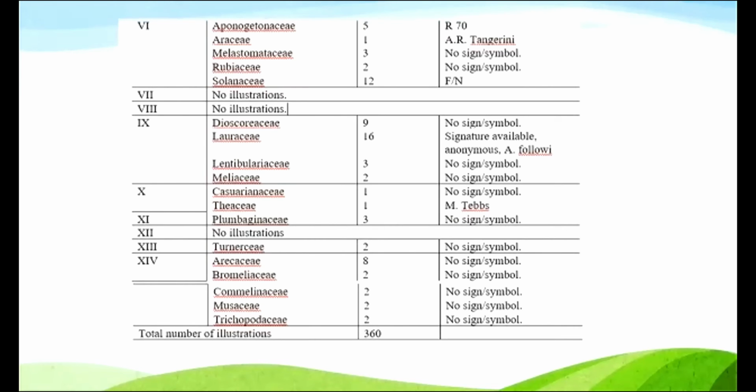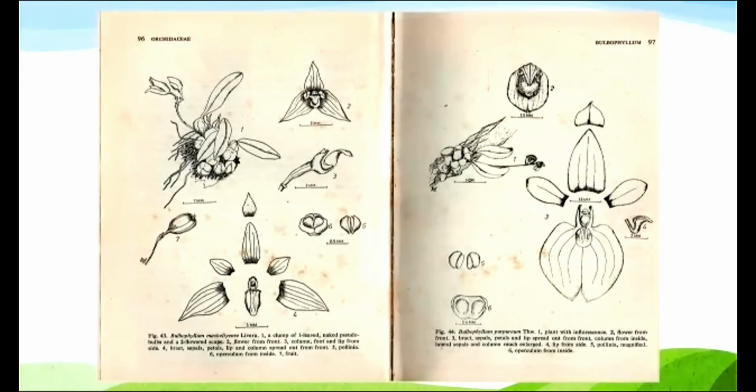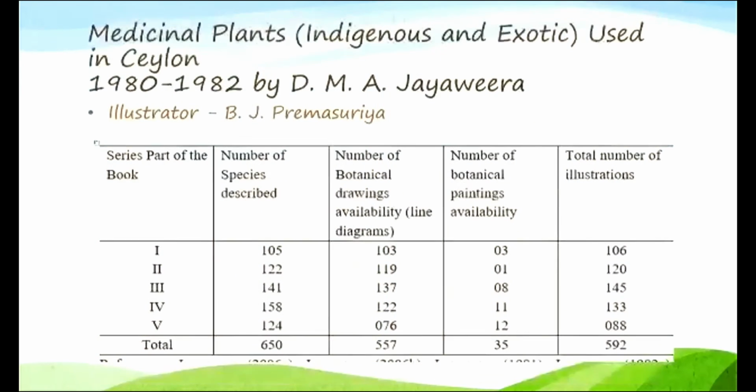And in this slide, you can see two of the orchid illustrations available in the Flora of Ceylon Volume 2, done by Mr. Premasuri. And then I move on to the Medicinal Plants Used in Ceylon. It is also a 5-volume book series by D.M.A. Jayaweera, and he was also a person who worked as superintendent of the Royal Botanic Garden of Peradeniya.